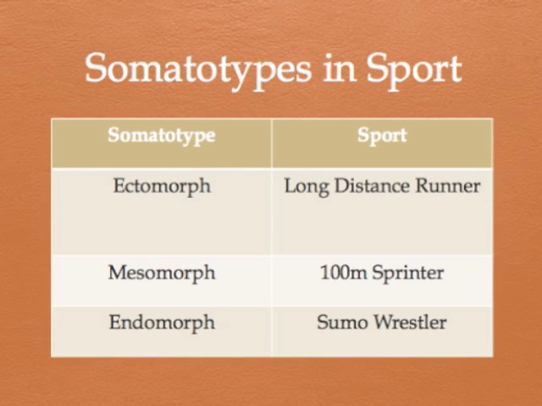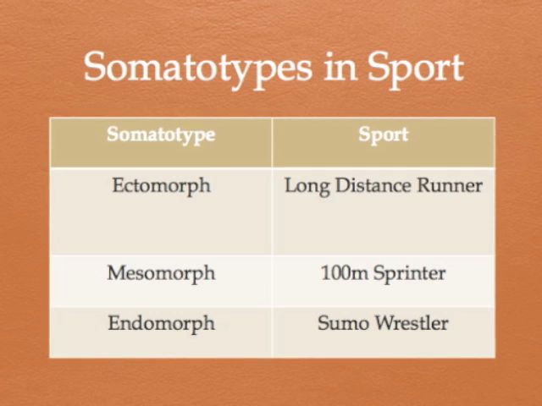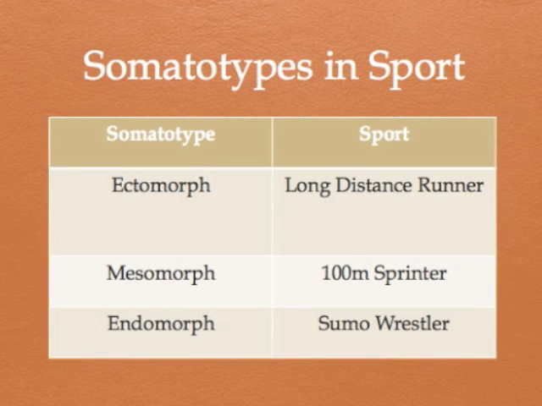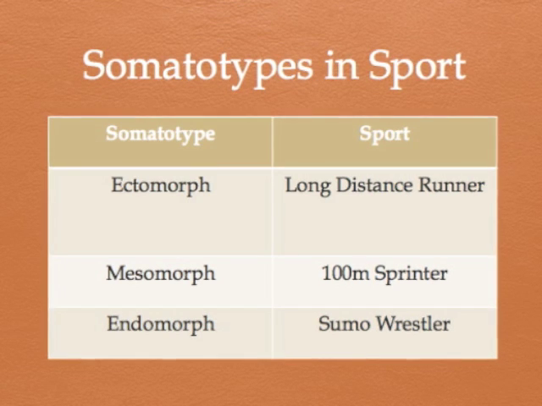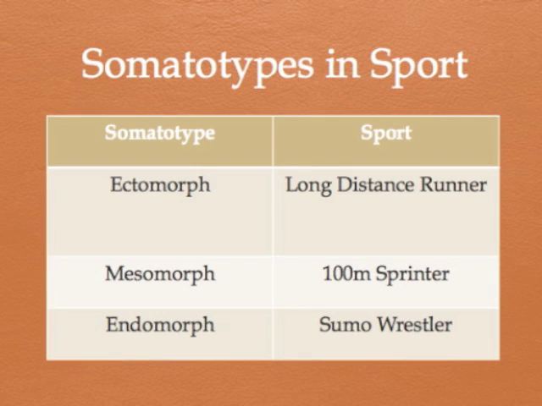Certain body types are more suited to certain sports. An analysis of somatotypes reveals that athletes from certain sports tend to be grouped together. Ectomorphs tend to excel at long distance events, such as the marathon.